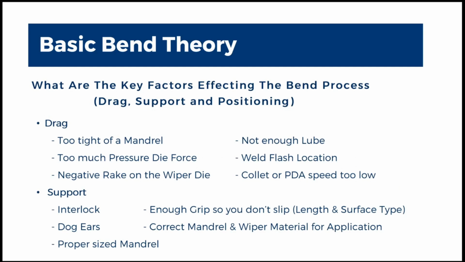The 3 key factors affecting the bending process are drag, support, and positioning. The main components affecting drag are too tight of a mandrel, too much pressure die force, negative rake on the wiper die, not enough lube, weld flash location, and collet or PDA speed too low.